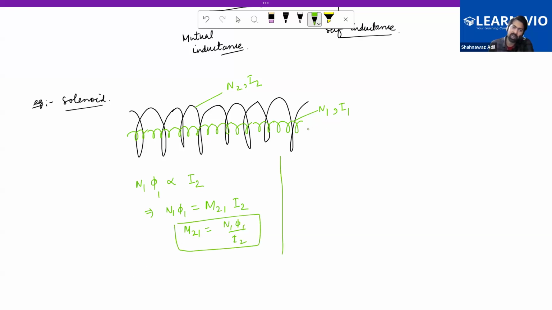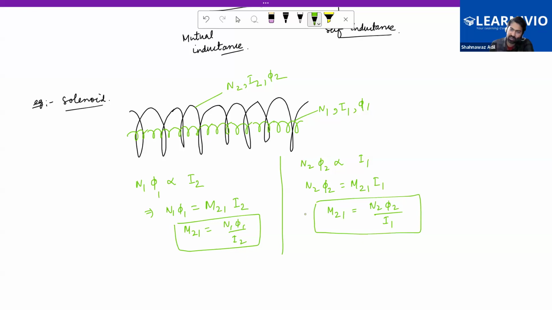Similarly, if we talk about the current I1, it will create some flux in the other coil, right? So N2 phi 2 would be directly proportional to I1. If we remove this proportionality, we get M21, because this is 2 in 1 and this is I1. So M21 would be equal to N2 phi 2 divided by I1.